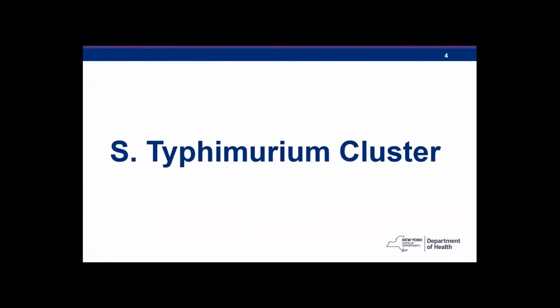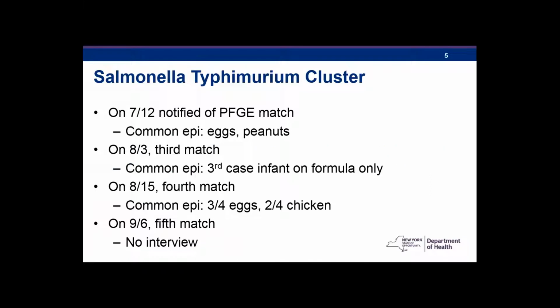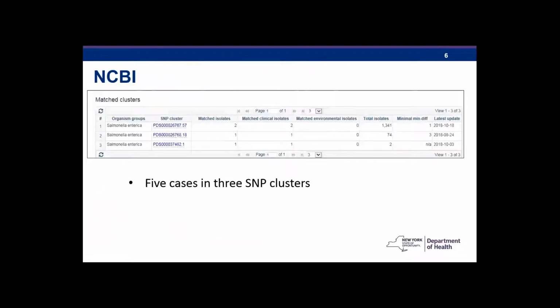So the first example is a Typhimurium cluster. In this cluster, we were notified of cases rather slowly and did not come up with any kind of common epidemiology amongst the cases. There were no common foods, no common travel, nothing. And then of course we had the one that came in with no interview. So we decided to look it up and see how we could utilize NCBI to see if these cases are truly related or not.